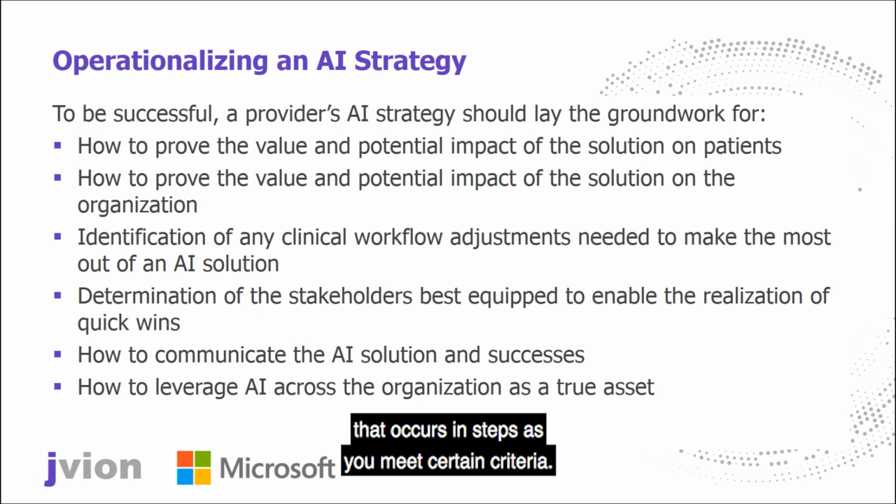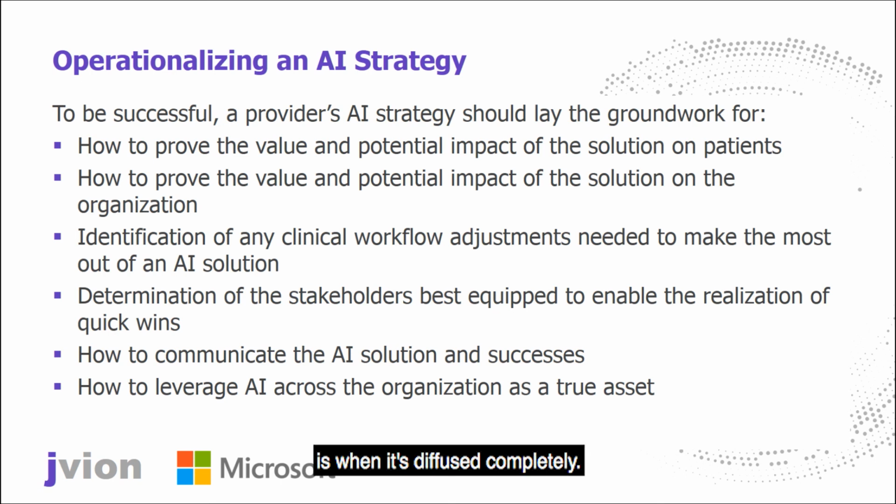And so you have a plan in place, first deployment followed by a rollout that occurs in steps as you meet certain criteria. I'm covering this at a high level, but you want stages, you want criteria, and to go from initial to final and complete rollout as quickly as possible. Greatest value to the organization is when it's diffused completely. And a couple of thoughts on communication, and then I'll pause, I'll turn this over.